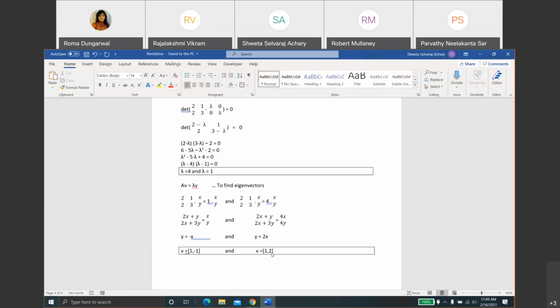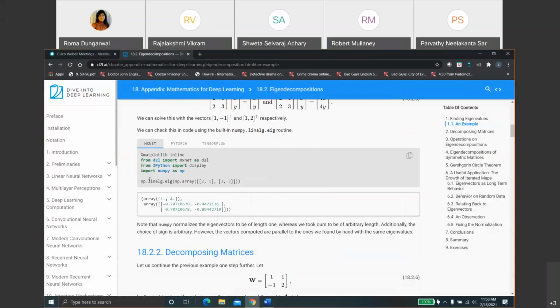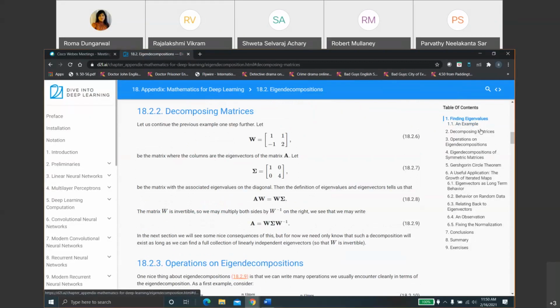Okay, so you can use a linear algebra eigen function in TensorFlow to find out the eigenvalues and eigenvectors. So this is your eigenvalue 1 and 4. Here it is represented as a complex number, and this is your eigenvector. Okay, decomposing a matrix, as I told you earlier, a matrix can be represented in terms of its eigenvalue and eigenvector.